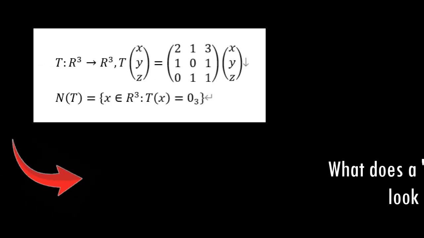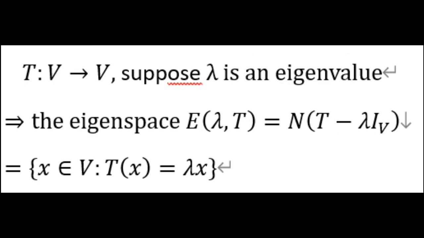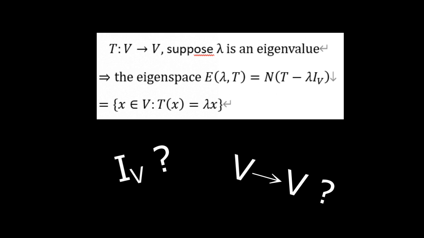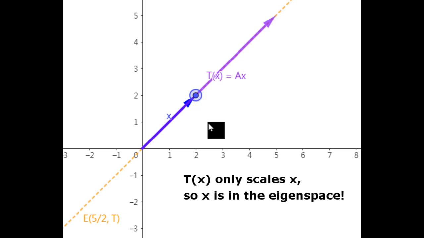Why do we struggle so much when learning linear algebra? I think that the main reason is that we don't have a visual animation to guide us along the way. Take the definition of an eigenspace. A lot of questions may pop into your head. What does IV mean? What does V to V mean? We can't break down a statement to understand it when we don't have a clear picture.